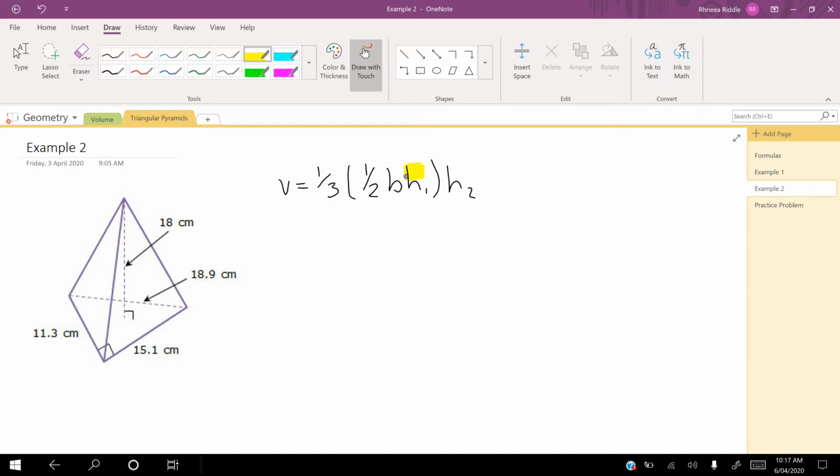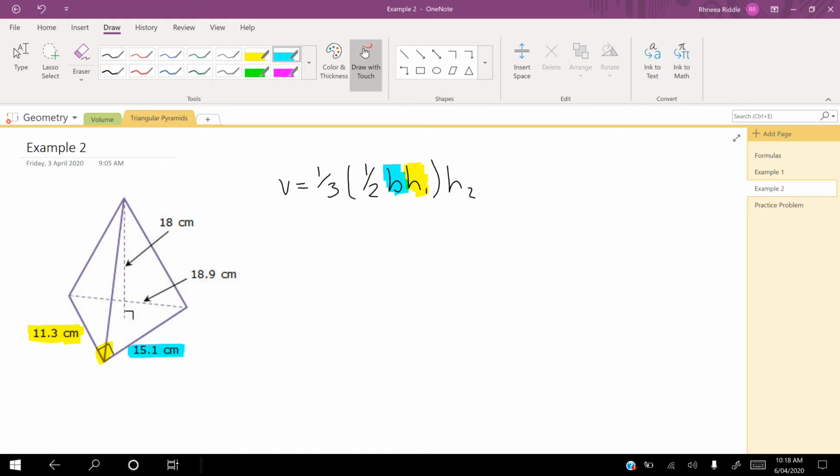So this height has to be perpendicular to the base of the bottom triangle. So if we look at this, there are only two lines on this base triangle that are perpendicular to each other, and we can see that here. So we can go ahead and declare that this number here is going to be our height. And then our base for that triangle is this 15.1 centimeters.